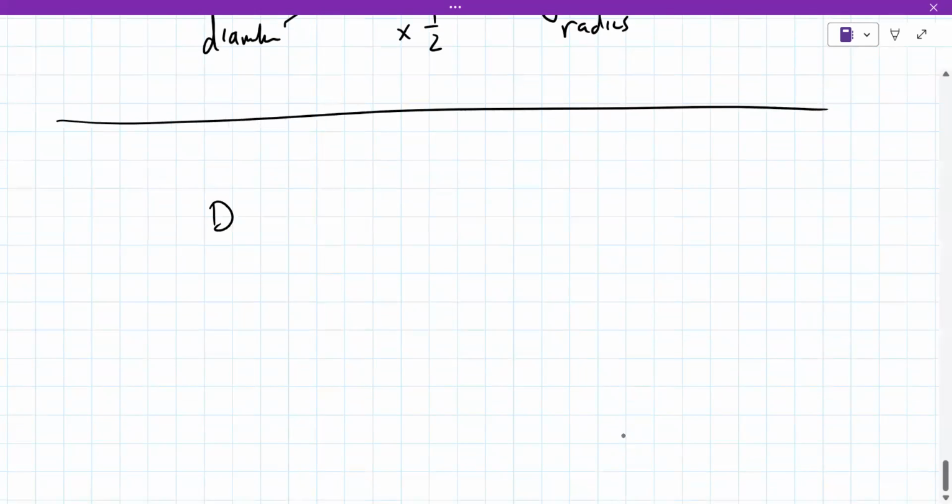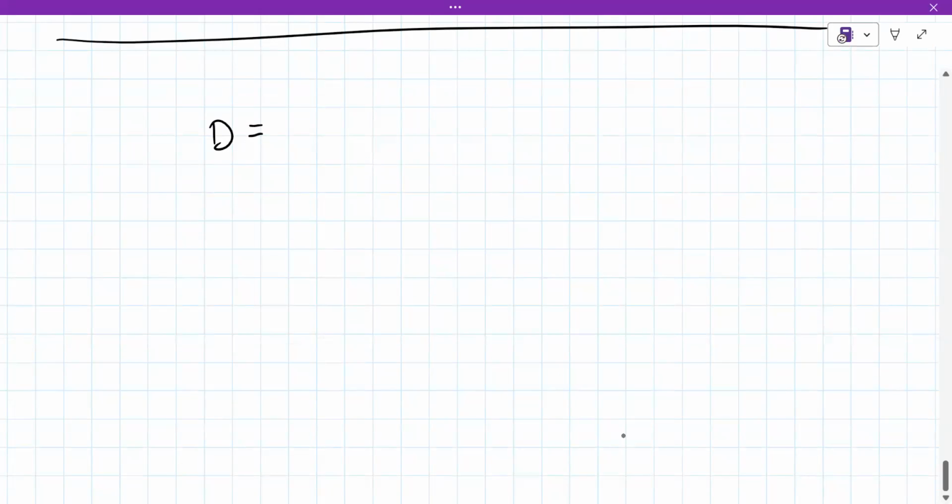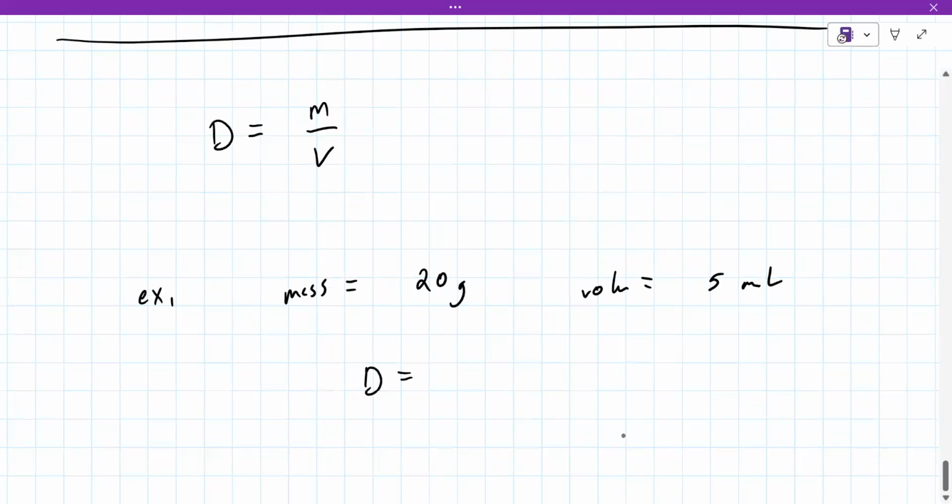Really good. Okay, real quick here. What is the formula for density, Sourish? The formula for density is D equals M divided by V. Let's say I give you a problem here where the mass is 20 grams and the volume is 5 milliliters. Can you calculate the density for us, please?